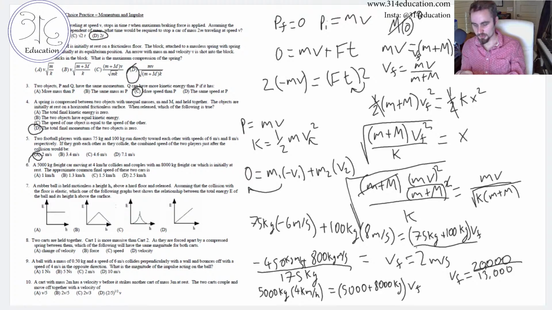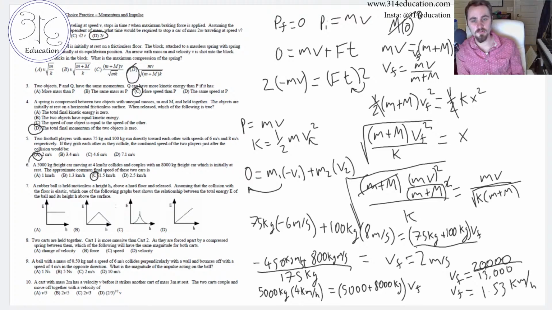Let's check on a calculator here. 20,000 divided by 13,000. And the thousands are going to cancel out, so I probably could have just got away with 2 divided by 1.3, but that's okay. And this gives us a final velocity of 1.53, and that's in kilometers per hour. And so our closest option is going to be C, if we round down to the nearest tenth.